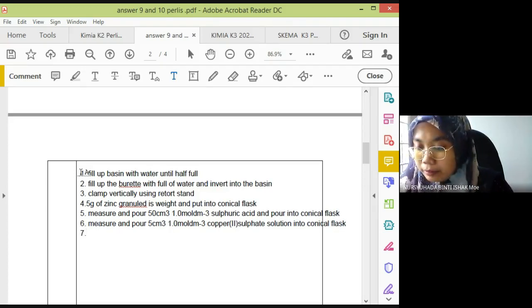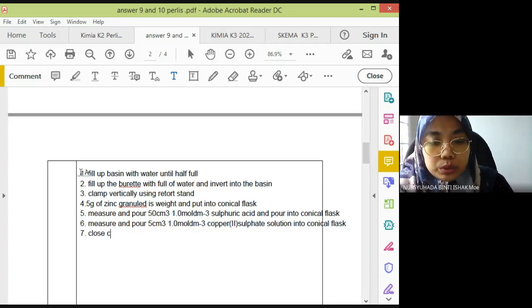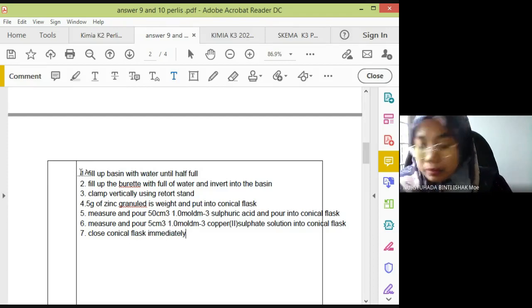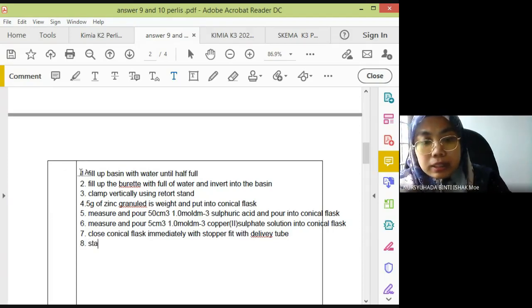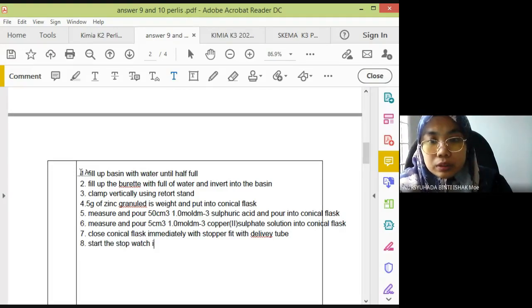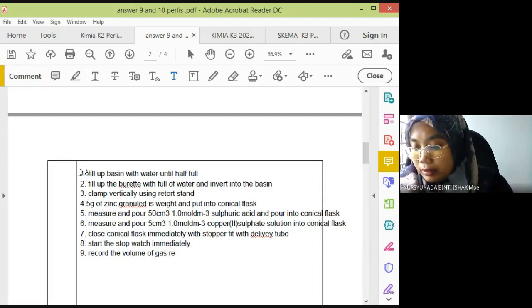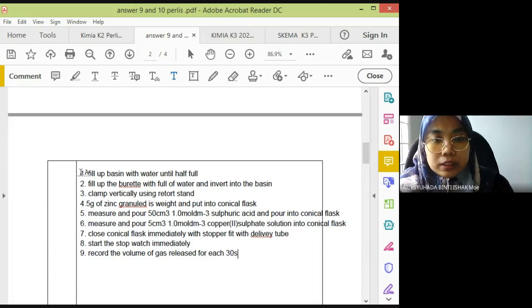Number 7: close conical flask immediately with stopper fit with delivery tube. Number 8: start the stopwatch immediately. Number 9: record the volume of gas released for each 30 seconds.